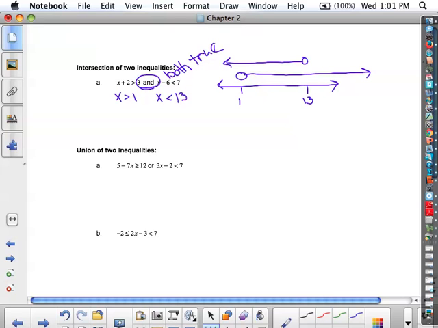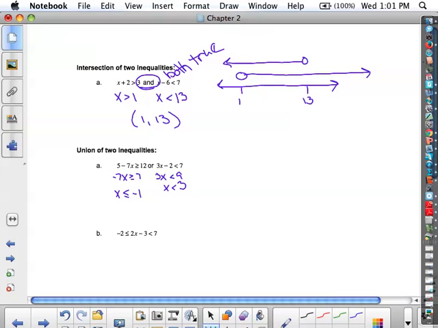And they're both true in that region from 1 to 13. Now let's take a look at the union of two inequalities. So we'll solve the first one. Minus 7x is greater than or equal to 7, so x is less than or equal to minus 1. And then 3x is less than 9, so x is less than 3.